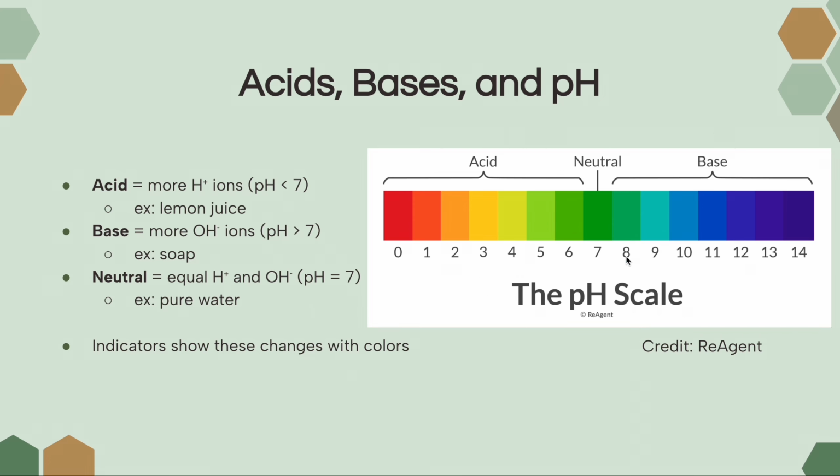This is the pH scale. You all probably saw it once. pH less than 7 would be acids, and pH more than 7 would be base, and when the pH is exactly 7, it will be neutral. And indicators are solutions that show these changes with colors. So here, if the solution becomes red, you'll know that it's a really strong acid.